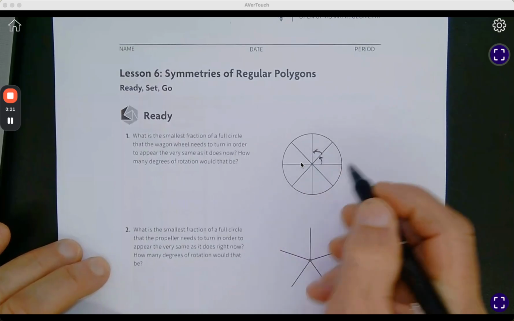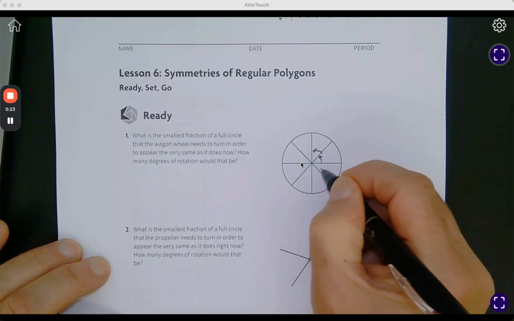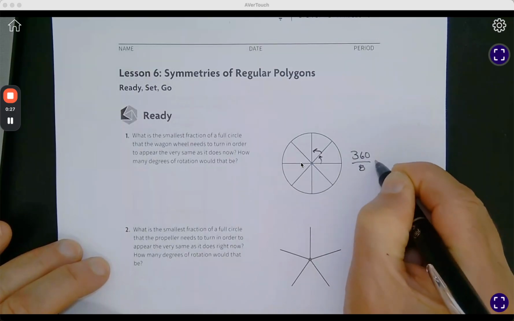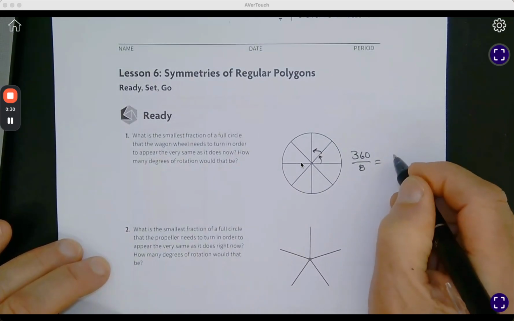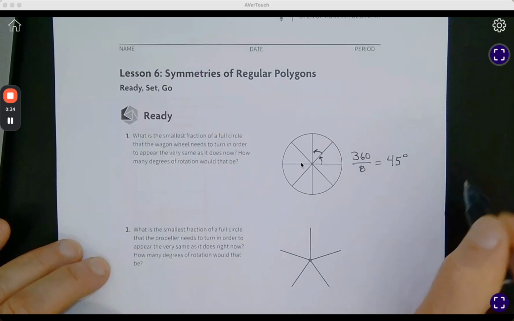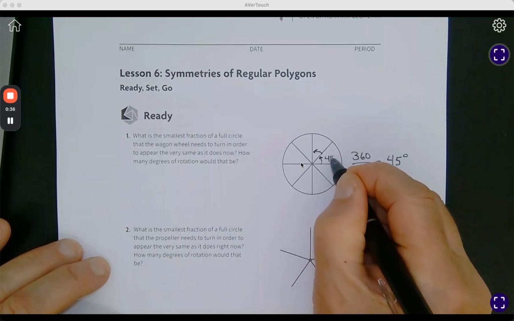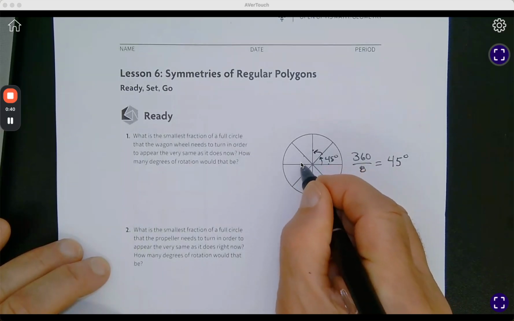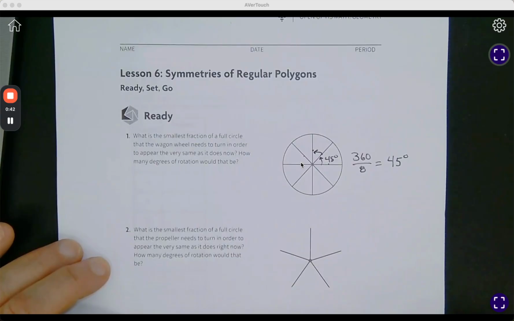There are 8 regions. A full circle is 360 degrees. So if I take 360 and divide it by 8, that would give me 45. And that is the angle of rotation that will get that spoke to that spoke, that spoke to that spoke, and so on. And it'll appear to be the exact same shape.